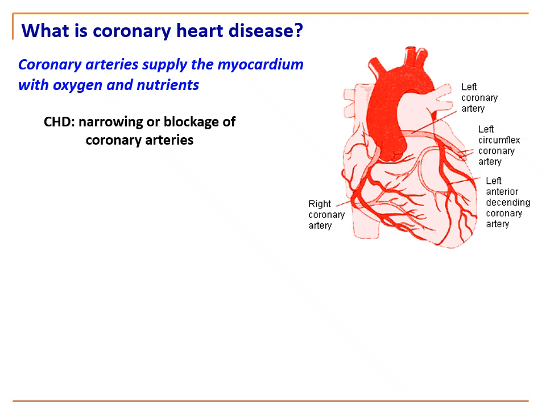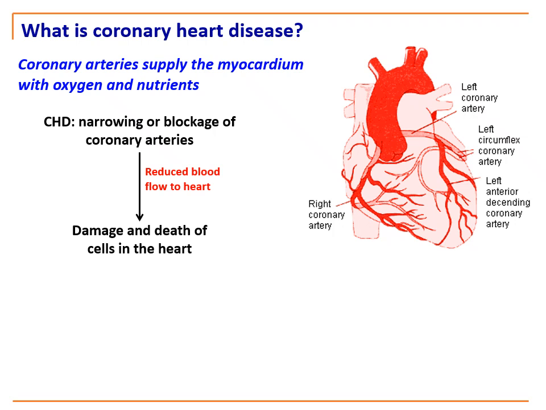And if you get a blockage, like we said, to one of these coronary arteries, you get reduced blood flow, damage and death of the cells within the heart, thinking about the myocytes in particular, and that can lead to your myocardial infarction, which is commonly known as a heart attack. Here we're saying myo for muscle, cardial for cardiac, infarct, which is death. So death of the myocardium, death of the muscle cells.